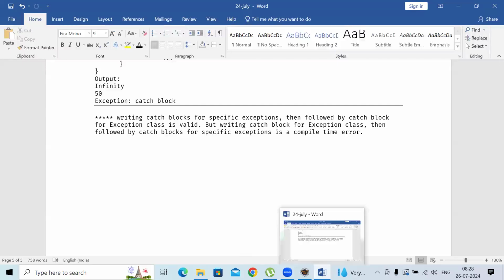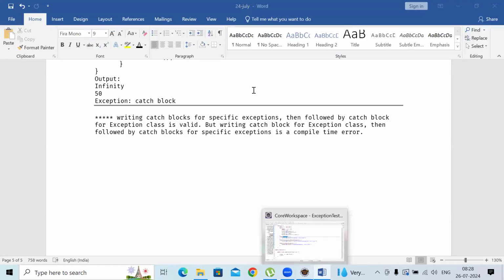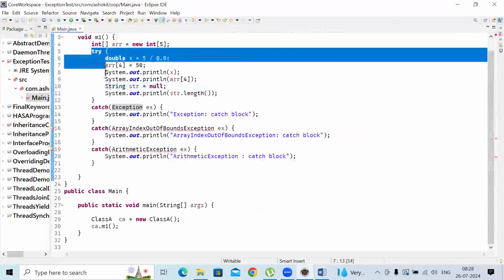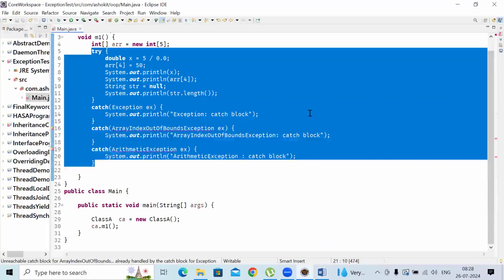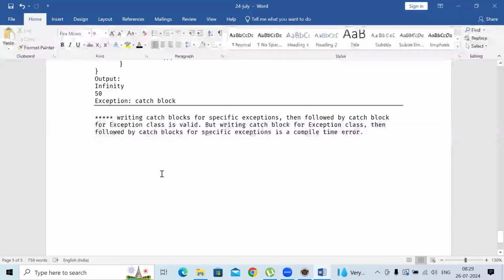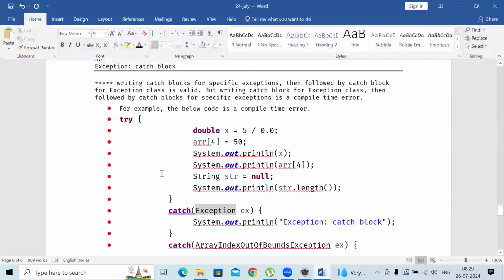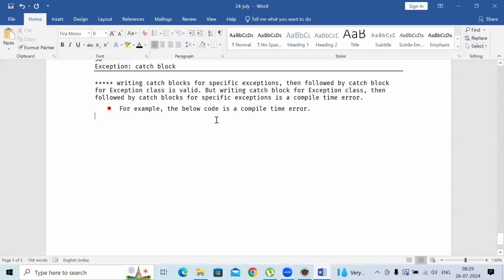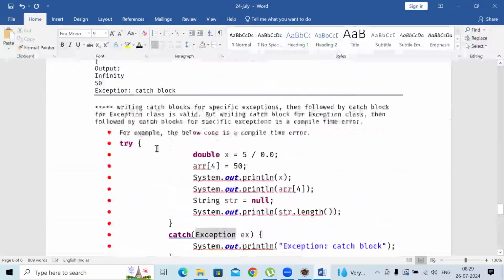Good. I don't want to copy the entire code, but I want to copy these try catch blocks, for example. The below code is a compile time error.